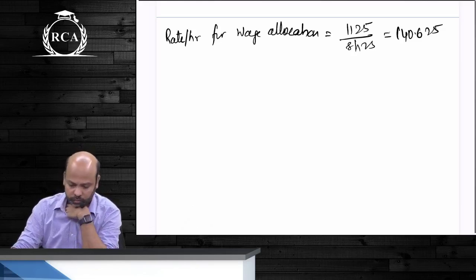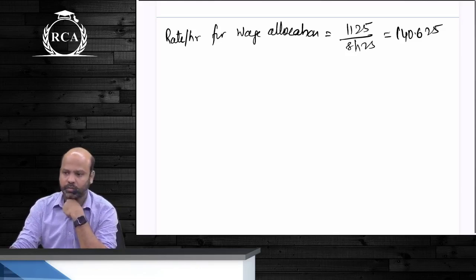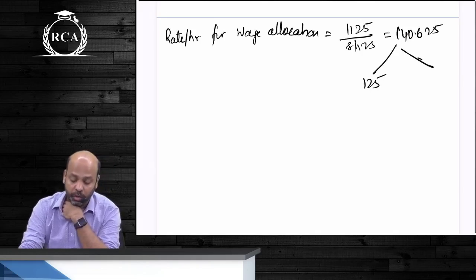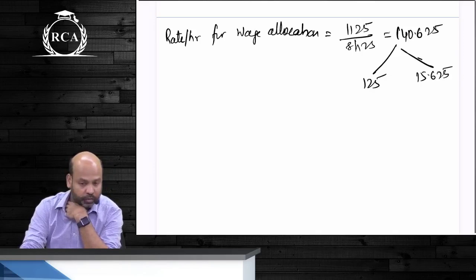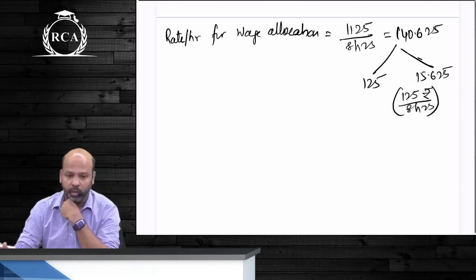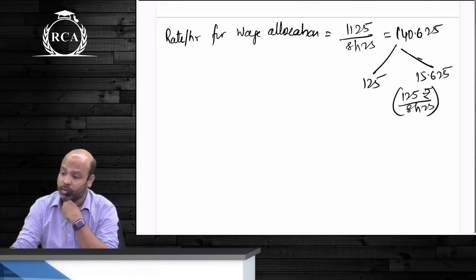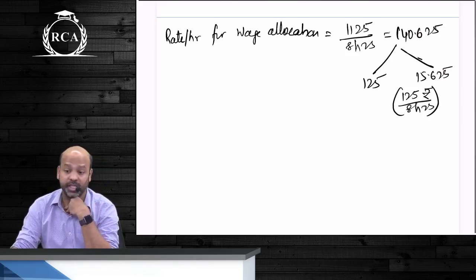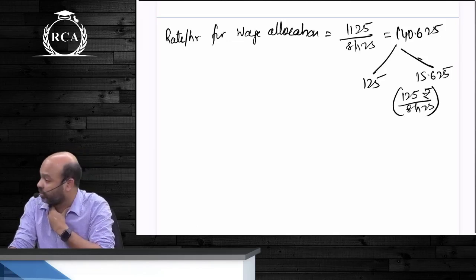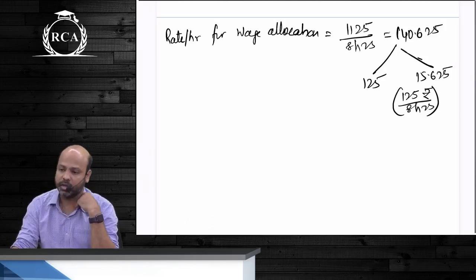140.625. This is for your understanding. This includes two components, if you see. 125 was the basic wage rate, but that got increased by 15.625. That is nothing but the 1 hour that we wasted costed us 125 rupees, but that is being apportioned to the remaining 8 hours. That 125 rupees is the cost of normal loss. If you adjust that cost of normal loss to the remaining 8 hours, it will increase the rate of the remaining 8 hours by 15.625. Are we clear about this?